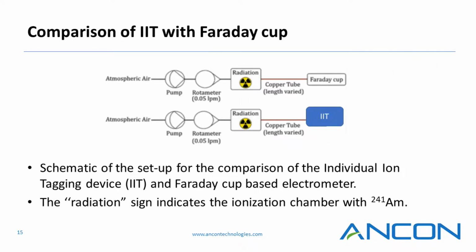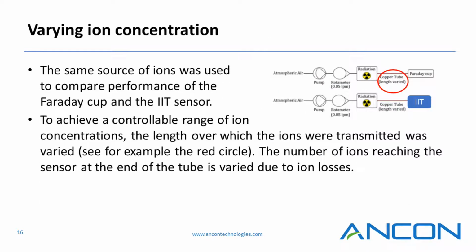The following schematic shows a comparison of the setup of the IIT method against a Faraday cup-based electrometer. The radiation sign indicates the ionized chamber with americium-241. For this experiment, the same source of ions was used to compare performance of the Faraday cup and the IIT sensor. A gas flow was employed to transport the ions from the ion source to a detector.